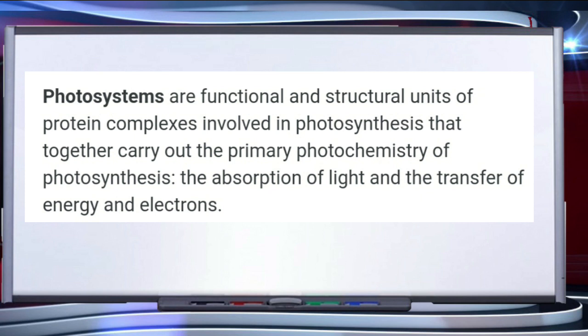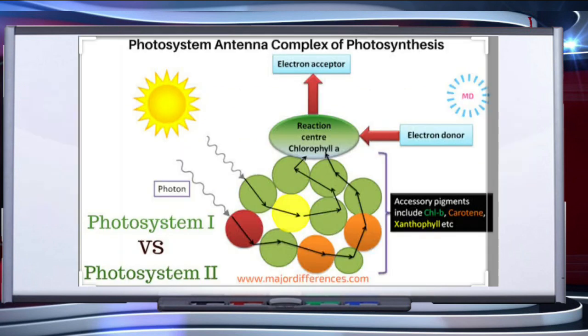Photosystems are functional and structural units of protein complexes involved in photosynthesis that together carry out the primary photochemistry of photosynthesis, the absorption of light and the transfer of energy and electrons. Each photosystem has one specific chlorophyll A and many other pigments bound by proteins. The chlorophyll A forms the reaction center where the actual reactions take place, while the other pigment molecules form the light harvesting system, also called antennae.